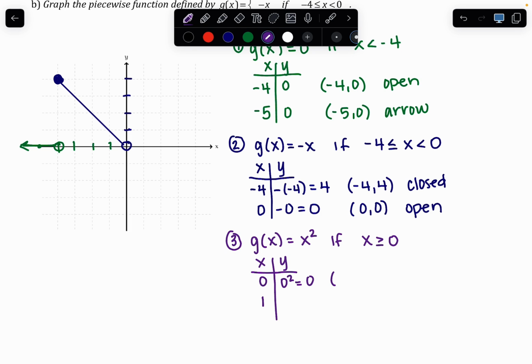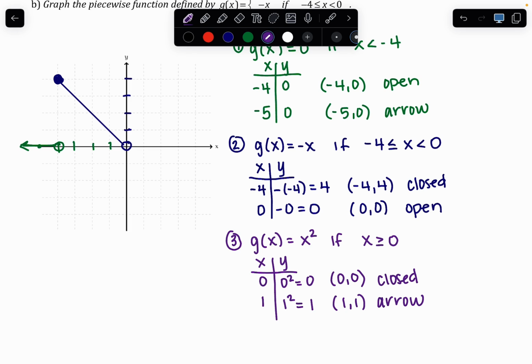So we have the ordered pair 0, 0, which is going to be open or closed? Closed. Okay. 1 squared, which is 1. And at the ordered pair 1, 1, are we going to have open, closed, or arrow? Arrow.